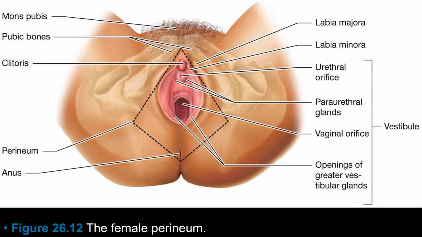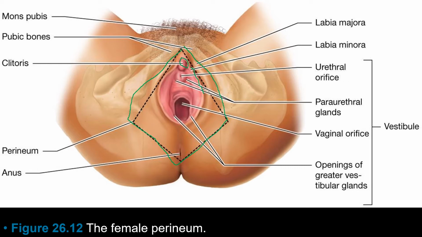And so here we see some of those structures. Let's use green. So we see the diamond perineum composed of those boundaries. You have the anus as its sort of posterior boundary, and the clitoris as its superior boundary. Speaking of which, you have the clitoris, you have the labia majora, the labia minora. You also see the vaginal orifice here. You've got periurethral glands on either side of the urethral orifice.